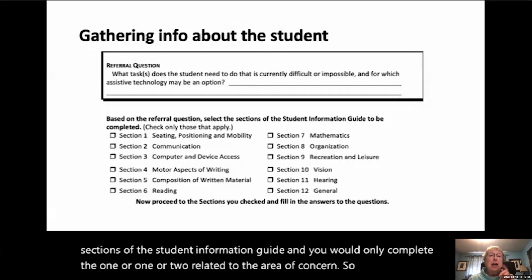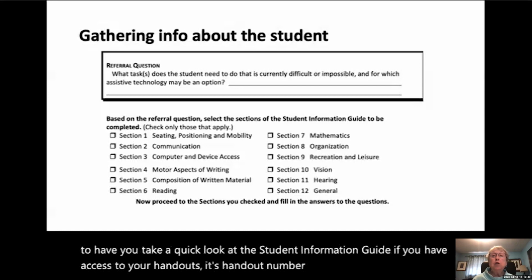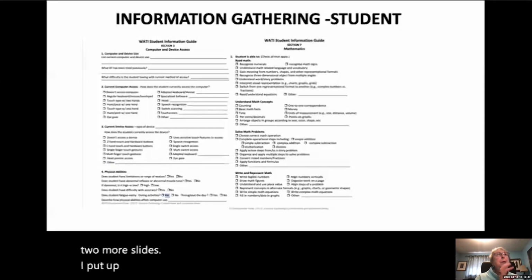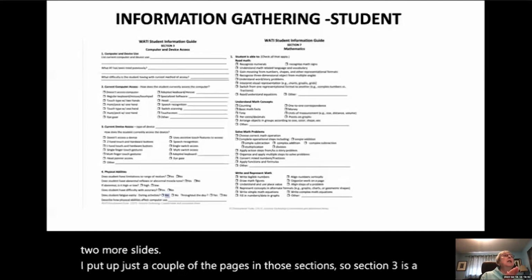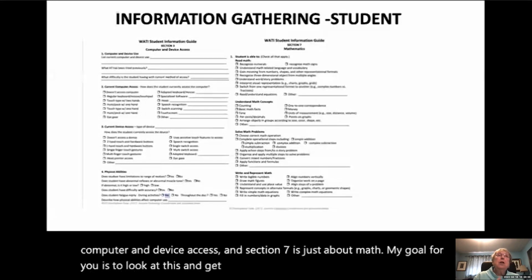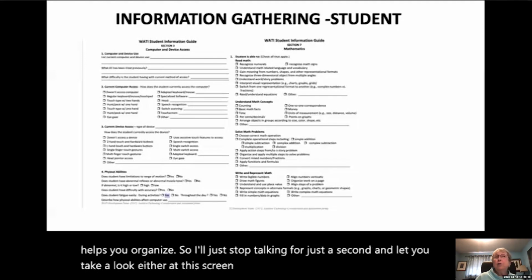So my plan here was to have you take a quick look at the Student Information Guide. If you have access to your handouts, it's handout number 2, but let me show you 2 more slides here. I put up just a couple of the pages in those sections. So section 3 is the computer and device access, and section 7 is just about math. My goal for you is to look at this and get a sense of the kinds of information that it helps you organize. So I'll just stop talking for just a second and let you take a look either at this screen or at your handout.